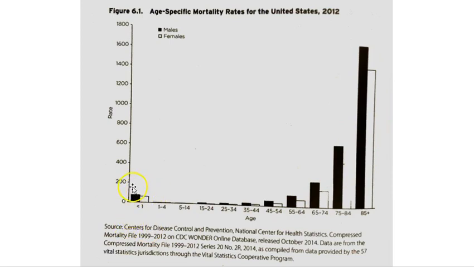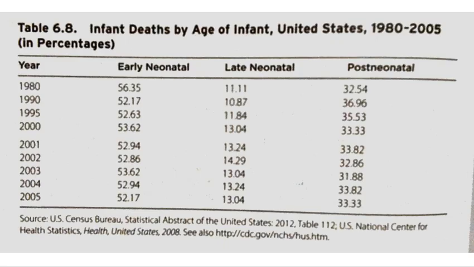But you notice on this side that the under 1, and although it's less noticeable, the 1 to 4 is also slightly higher than the 5 to 14. So there's a slight U or J shape going on here. Infant deaths by age of infant in the United States, that's what we see here. The first category is what we call early neonatal, late neonatal, post-neonatal, and we'll talk about those.